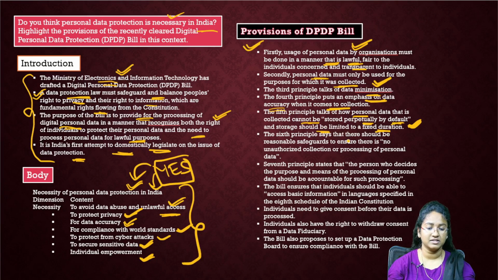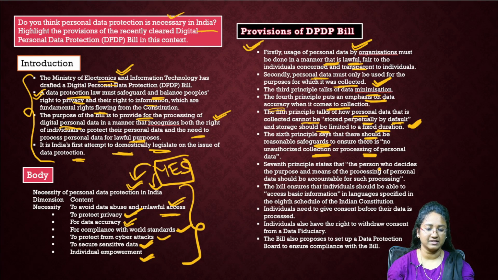And coming to our next principle, the sixth principle says that there should be reasonable safeguards to ensure that there is no unauthorized collection or processing of personal data. So only authorized collection has to be done, and it has to be used only for lawful purposes. It has to be transparent and fair, and also it must be used only for that particular purpose for which it was collected, and it should be maintained only for a particular fixed period of time.